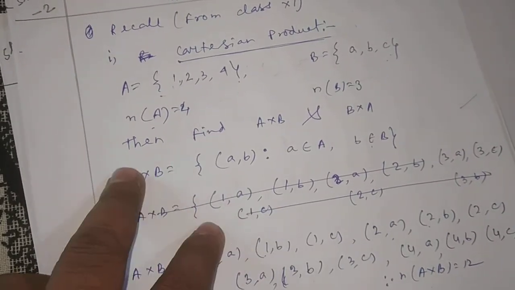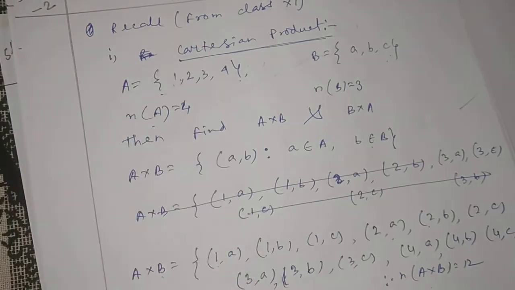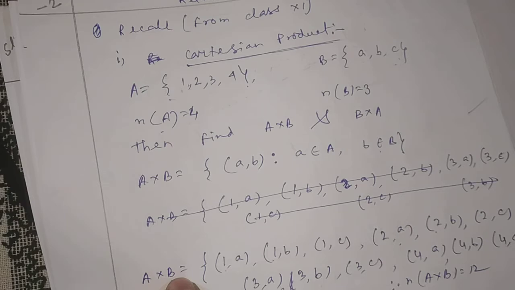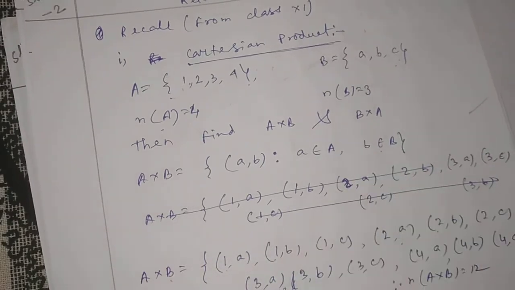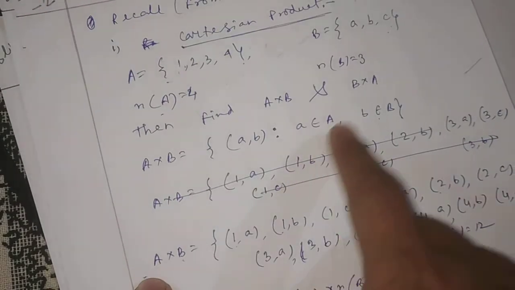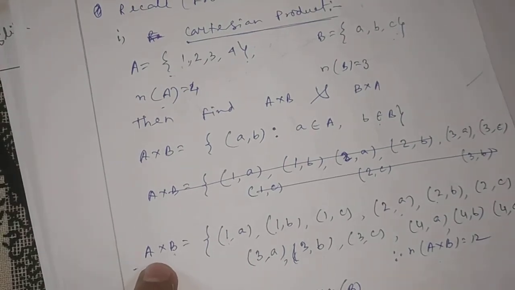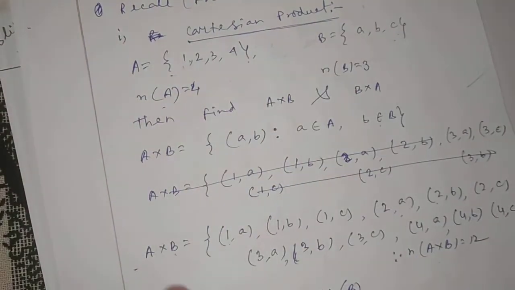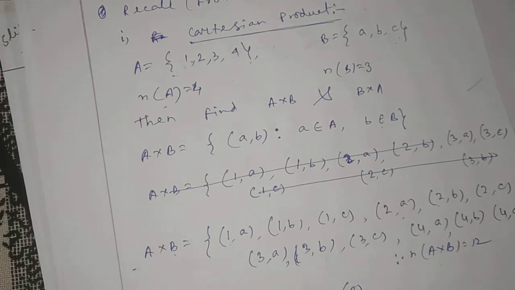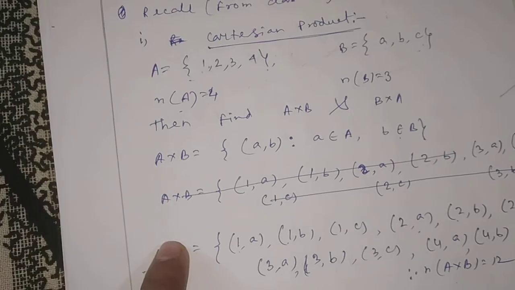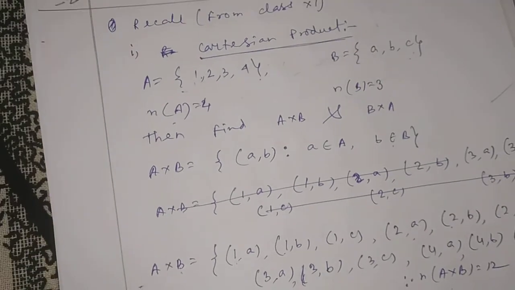Now, if we apply this definition in the given example, then we can make A cross B as well as B cross A. Let us apply the definition to the sets A and B to make A cross B. And already we knew in class 11 how to make A cross B with the definition. Once again, let us recall.